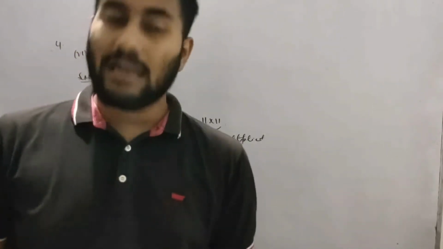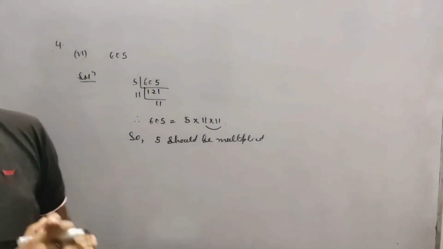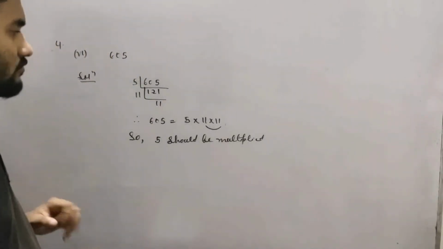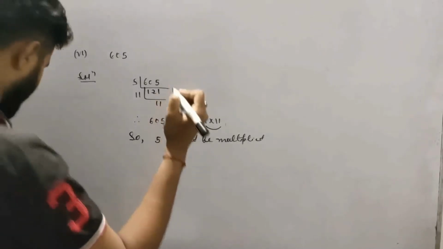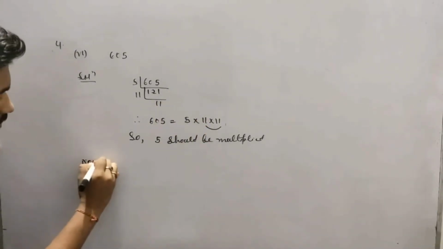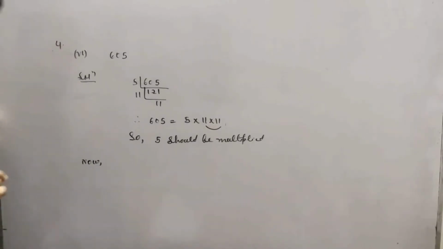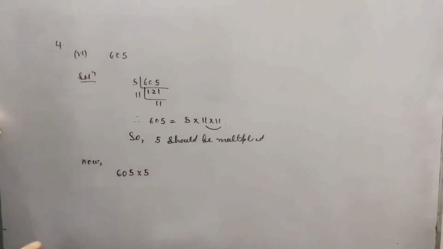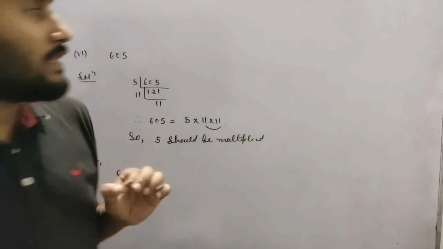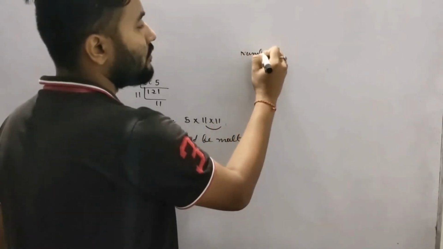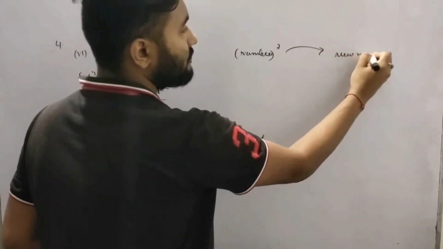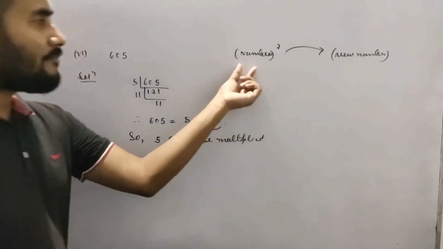Okay. Now the next part of the question. Also find the number whose square is the new number. So at first, let us find the new number. What should be multiplied? 5 should be multiplied. So now 605 into 5, because 5 should be multiplied, right? You have to find the number whose square is the new number.